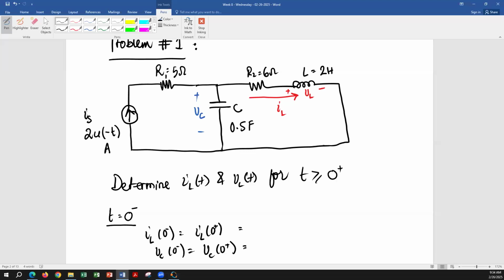Capacitor is open, inductor is short. So all the current is just going to flow in this loop. Capacitor is open, so no current is going to go through that. So 2 ampere.